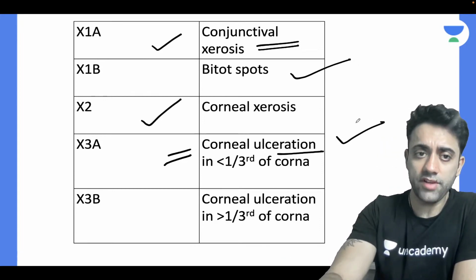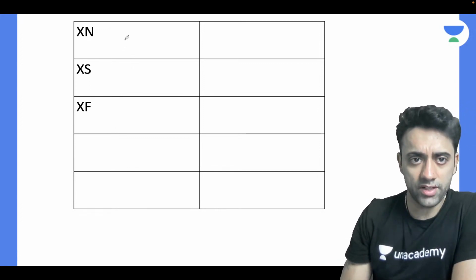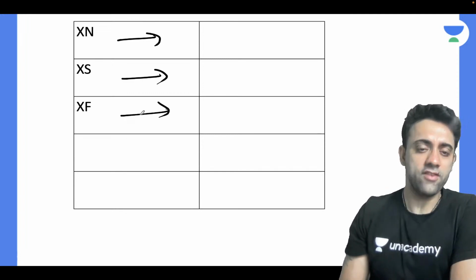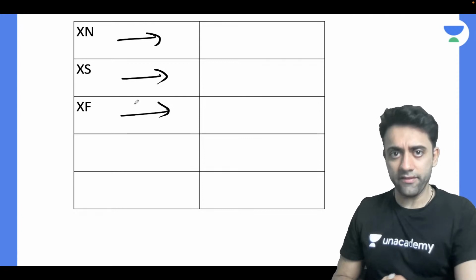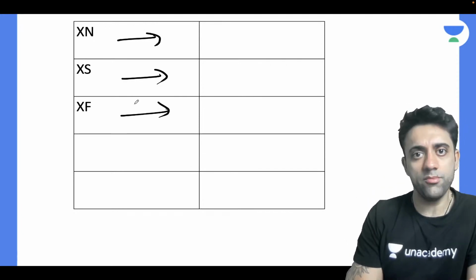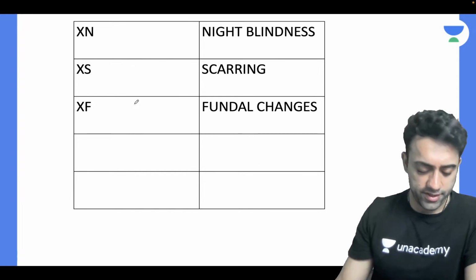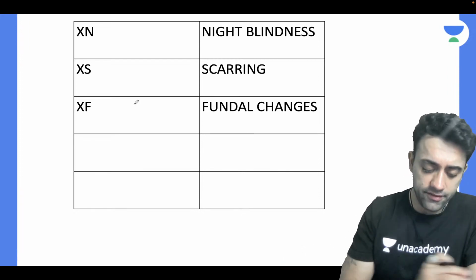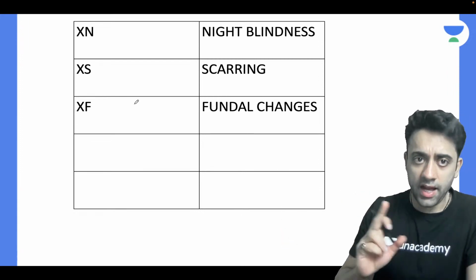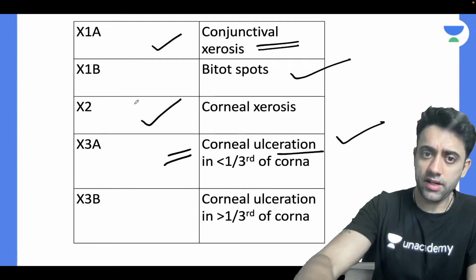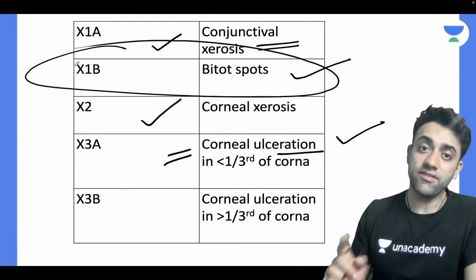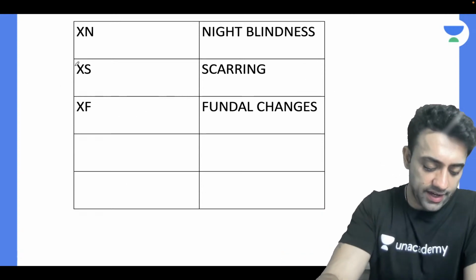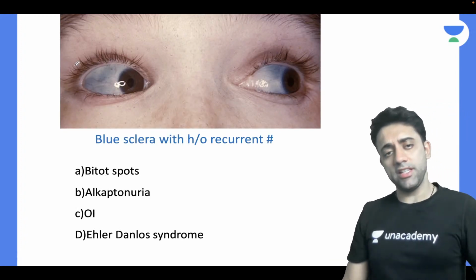That is important. And also we have NFS. Anyone can please tell me what it is? N for night blindness, S for scarring, and F for fundal changes. Do you remember this? This is a 5 marks MBBS question, a very important question for MBBS students. So remember this point. Perfect. So we have night blindness, scarring, and fundal changes. Remember, Bitot spots come under X1B classification. First the conjunctiva is involved, then the cornea, then night blindness, scarring, and fundal changes. Perfect. Very easy question.